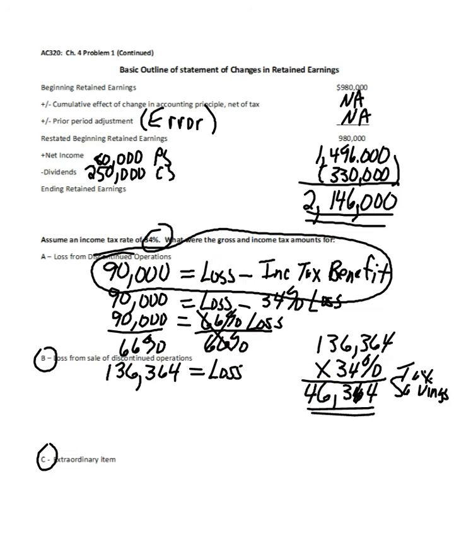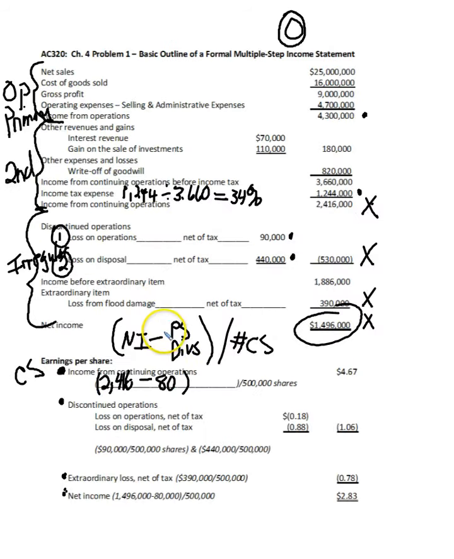same thing. What I want to do right now then is, in blue, put these numbers on my income statement. So let's go back and enter those in. So this was actually 136,364, and then we had a tax, net of tax benefit, 46,364. And so if I take the 136 minus the 46, we get the 90,000.